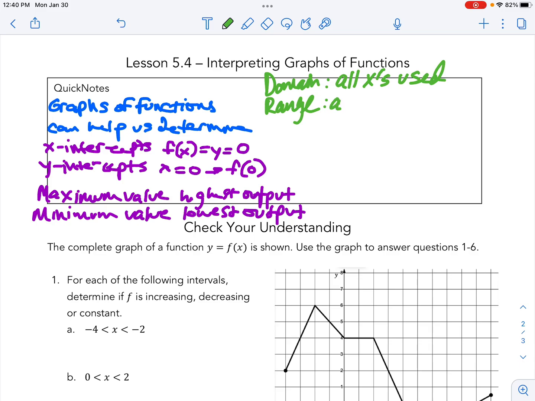And then range would be all the y's used. This is an important concept here. We're going to be looking at graphs throughout the course and understanding all the x values used, all the y values used. Off of that concept, we need to understand that intervals in domain, where the function, we could have increasing or decreasing or constant functions. So let me just take note of that.